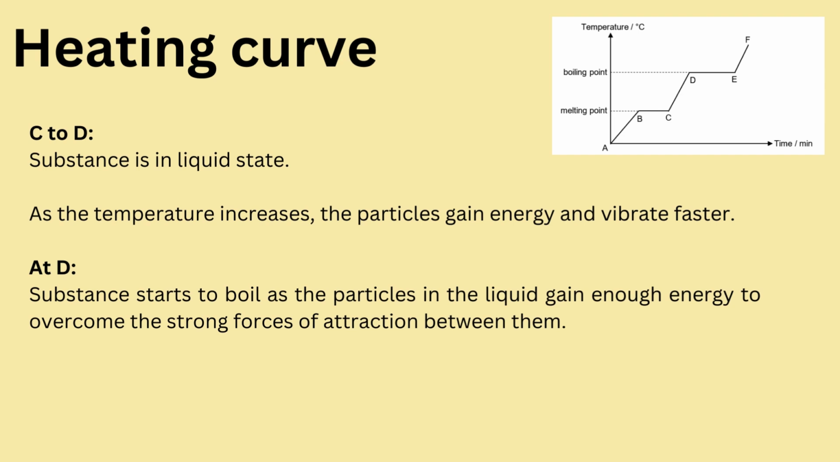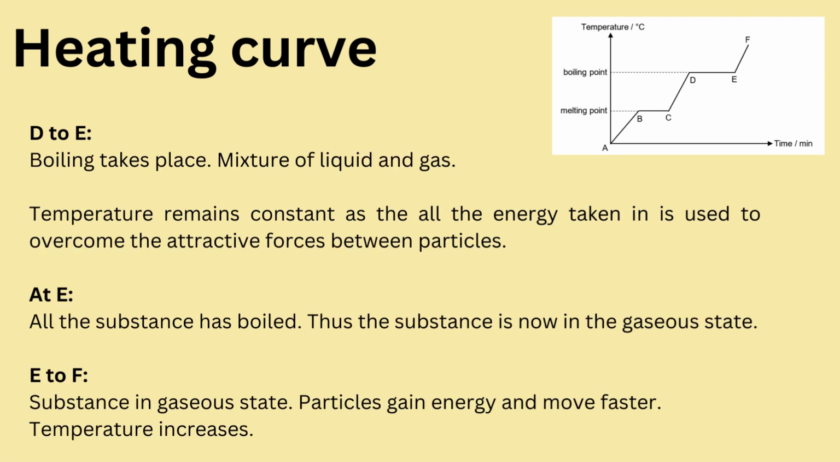At D, substance starts to boil as the particles in the liquid gain enough energy to overcome the strong forces of attraction between them. At D to E, boiling takes place and there is a mixture of liquid and gas. Temperature remains constant as all the energy taken in is used to overcome the attractive forces between particles. At E, all the substance has boiled. Thus the substance is now in the gaseous state. E to F, substance in gaseous state. Particles gain energy and move faster, and temperature increases.